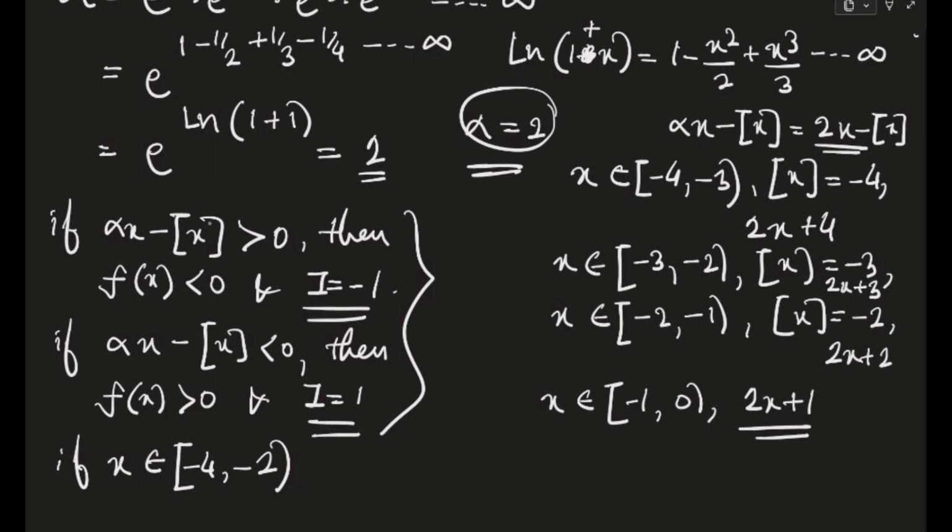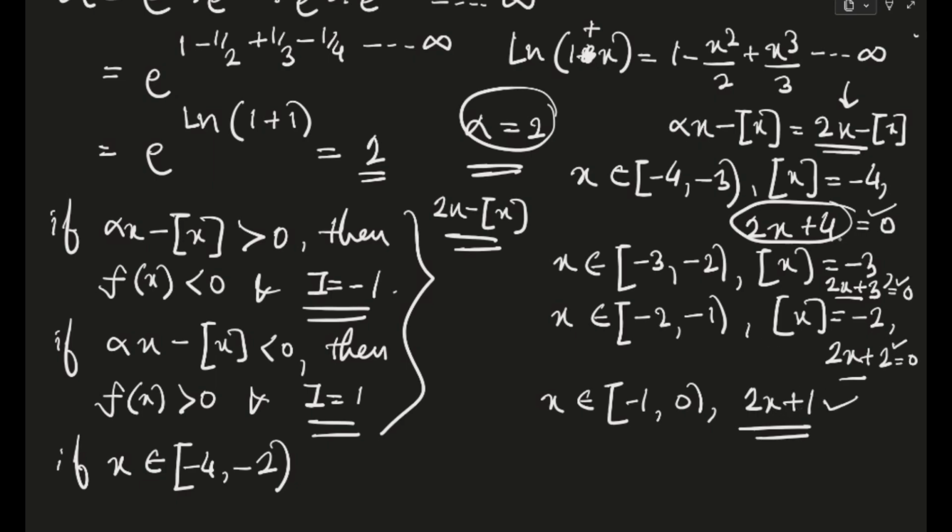Basically because this thing is our 2x minus box x, right? So if we put these values we found here equal to 0 to find critical points, from here you will get x equal to minus 2, from here you will get x equal to minus 3 by 2. So minus 3 by 2 we are not sort of accepting, and x equal to minus 1. Okay, and another one will be x equal to minus half. So minus 4, minus 3 by 2, and after that minus 1.